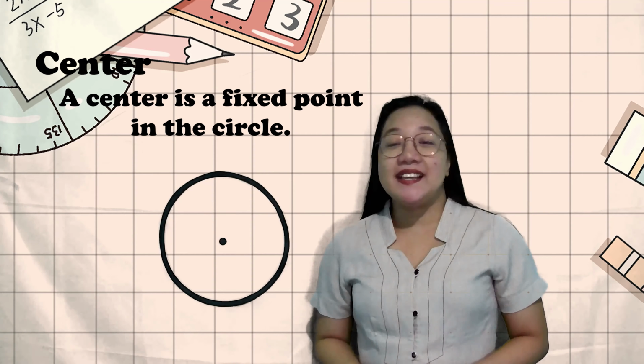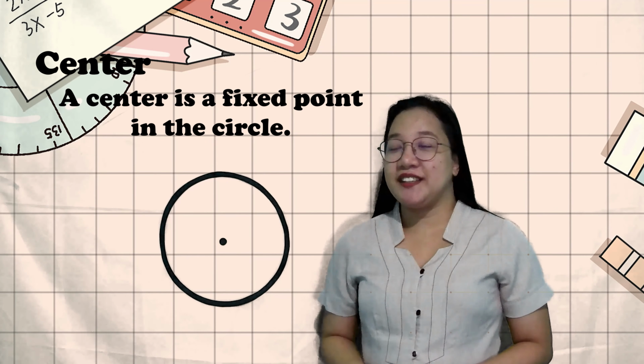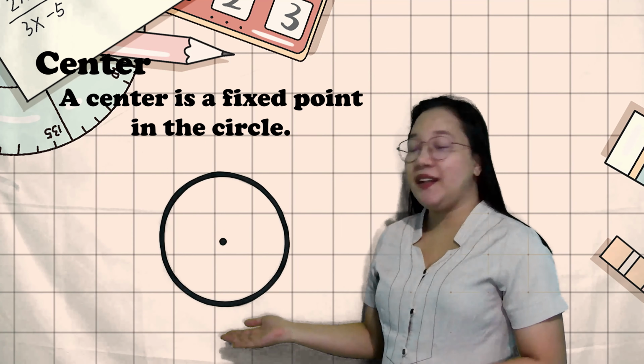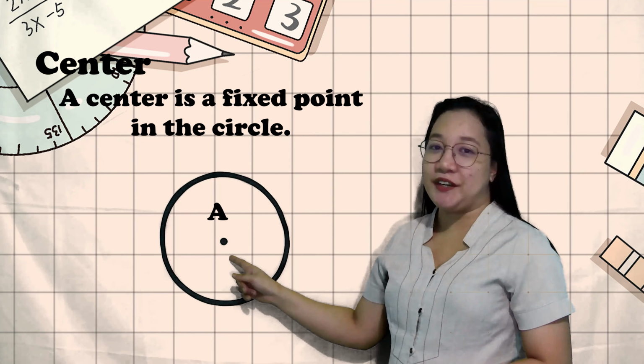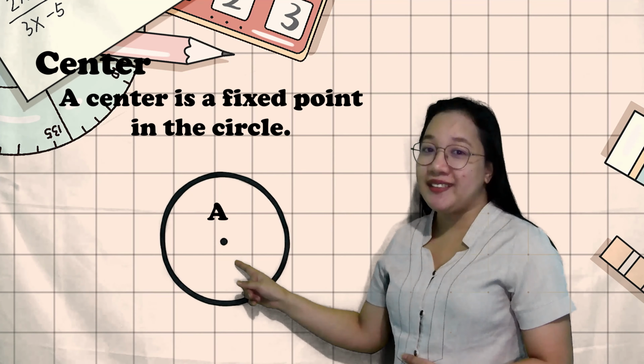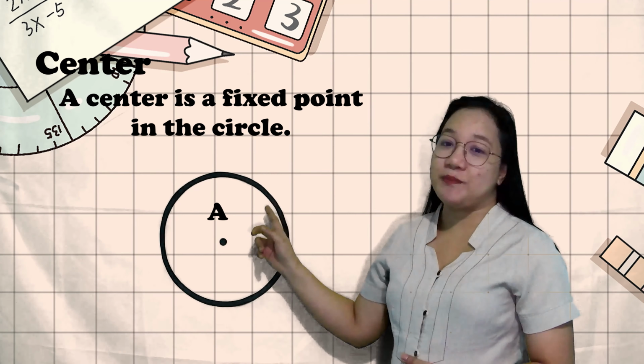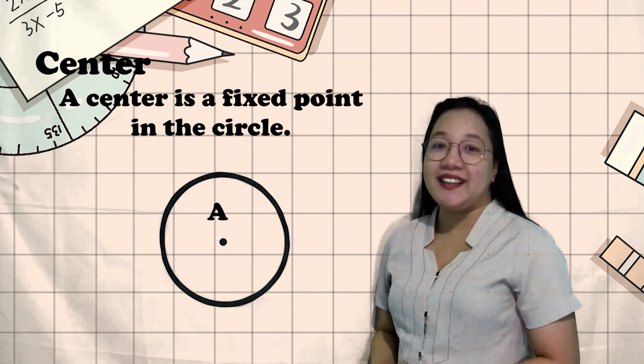The first term related to circle is the center. A center is a fixed point in the circle. From our example, this is our center. If our center is point A, this circle can be named as circle A.